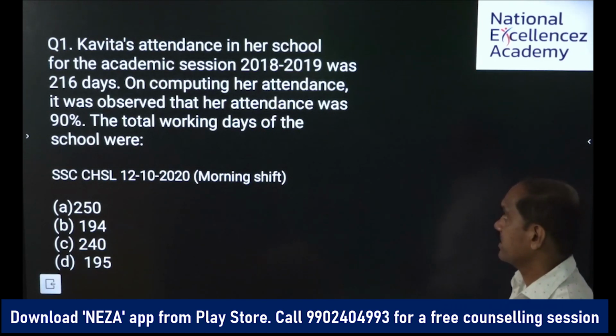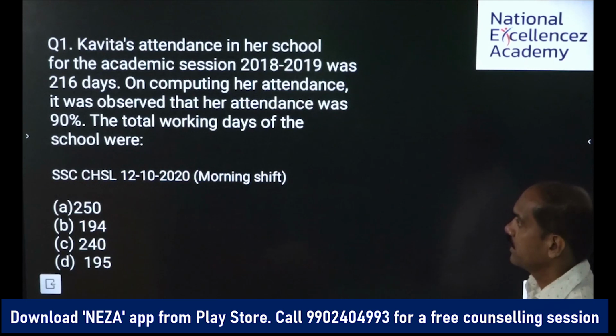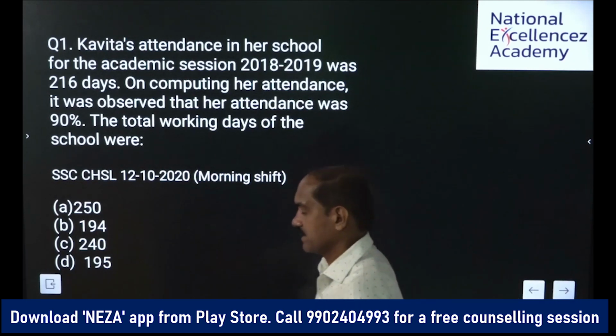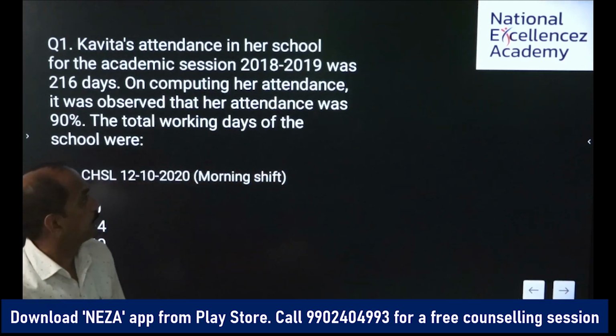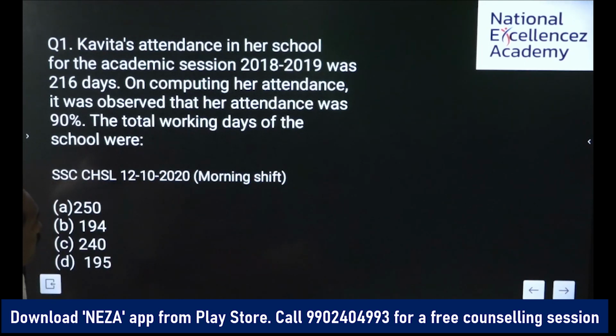Kavita's attendance in her school for the academic session 2018-19 was 216 days. On computing her attendance, it was observed that her attendance was 90%. The total working days of the school were, your options are 250, 194, 240, 195.